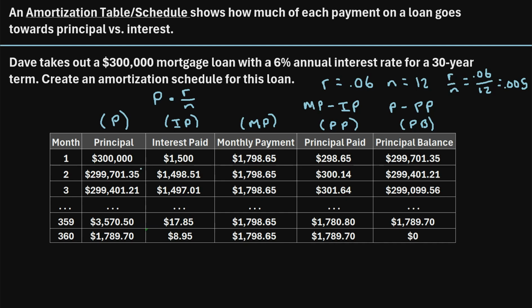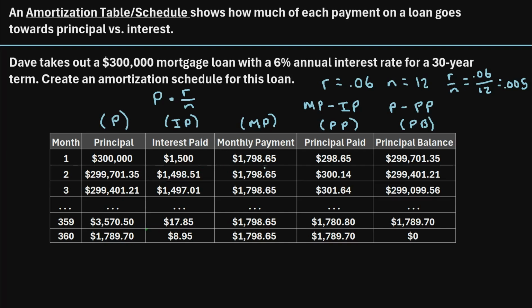For the next row, our new principal value will just be whatever the principal balance was in the previous row. We're moving this value to the start of the next row. And then we repeat the whole process all over again. To calculate the interest paid in month 2, we take this principal and multiply it by this value of R over N, which we found was 0.005. So $299,701.35 times 0.005 turns out to be this number.